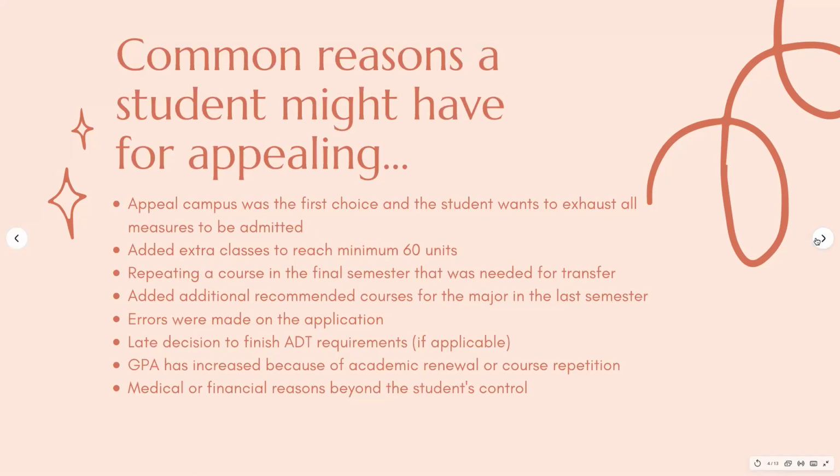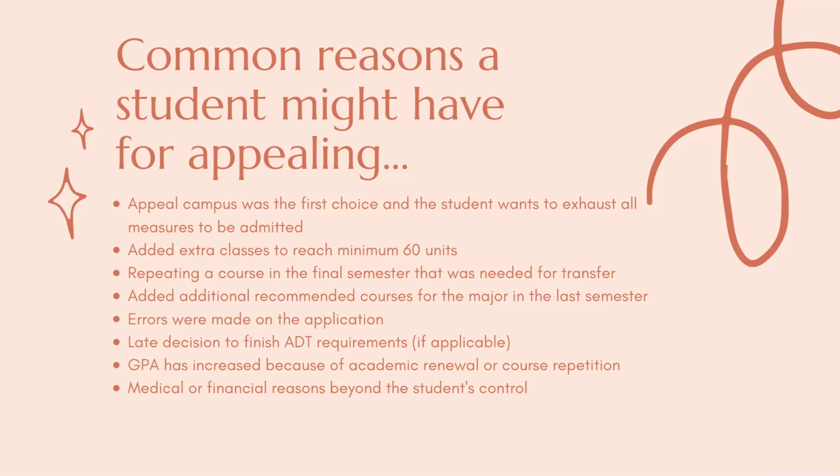So, common reasons students have for appealing. The appeal campus was the first choice that the student had, and the student wants to exhaust all measures to be admitted. Sometimes the student will add extra classes to reach the minimum 60 units. So in the case that a student was not going to finish 60 transferable units by the end of the semester, they decide that they're going to add extra classes, and they get the denial letter. Then they want to do an appeal and say, look, I'm taking extra classes, please reconsider me. I'm doing everything that I need to.